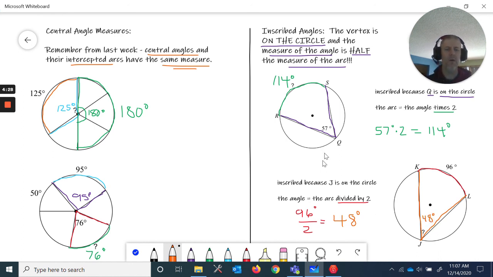Okay. So being able to identify, is it central or is it inscribed, is critical in helping you solve the calculation piece for this. And these can get way more difficult by adding a lot of algebra in here, throwing some other curveballs at you. But this is the basic understanding.